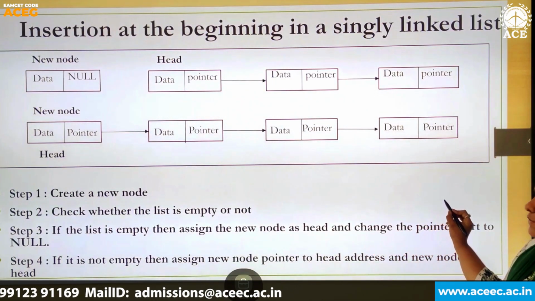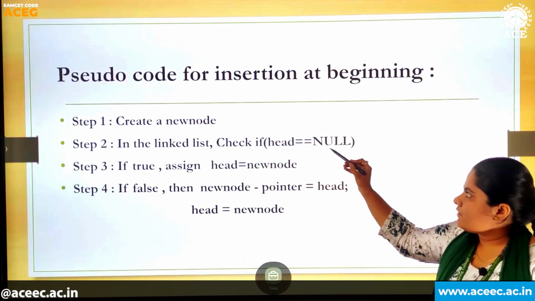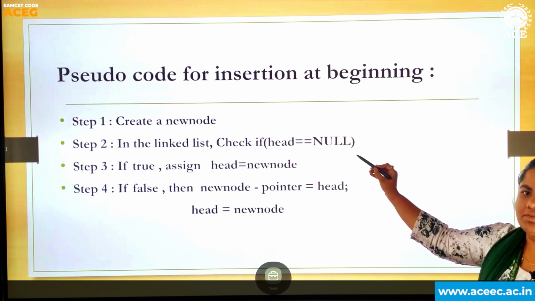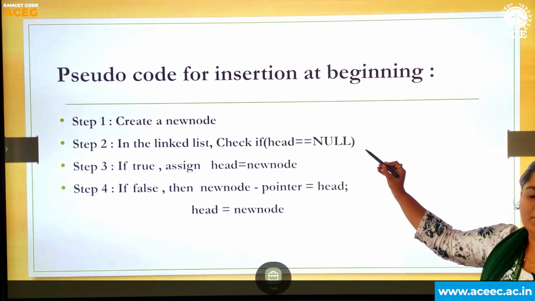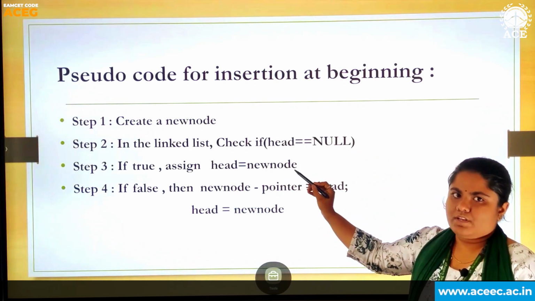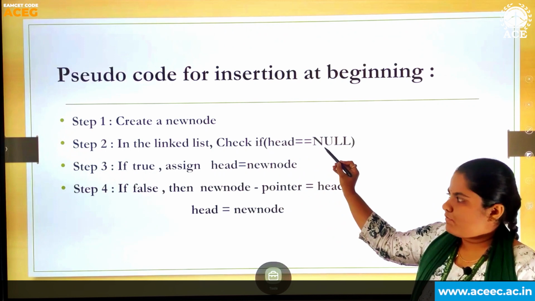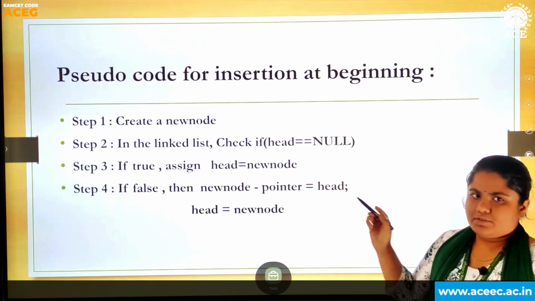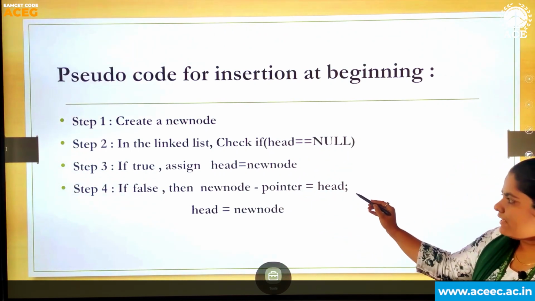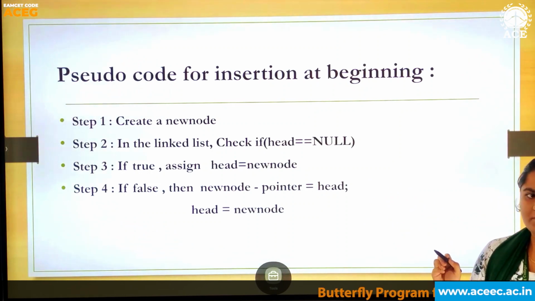Let us look at the pseudocode for this. First we check whether head is equal to null, which means there are no elements in the linked list, then we assign head to the new node. And if this condition fails, then the new node pointer, which means the new node address, is assigned to head, and head is assigned to new node. So this is how we do insertion at the beginning.